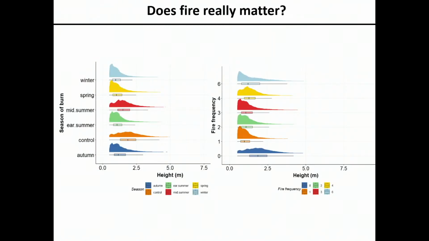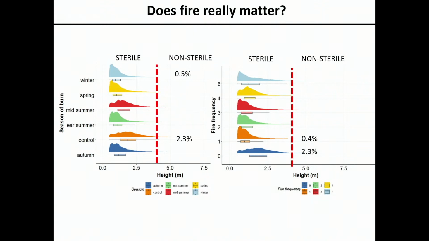So the next question is, does this really matter? And I'm actually going to say no, not at all. Because if you actually look at the numbers, the vast, vast majority of the trees in these landscapes are all sterile. And the most overwhelming significant difference is between the control and the winter plots, where a whopping 2.3% of the trees are producing seeds versus 0.5% of the trees producing seeds.